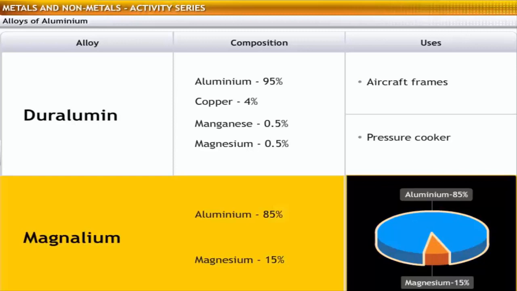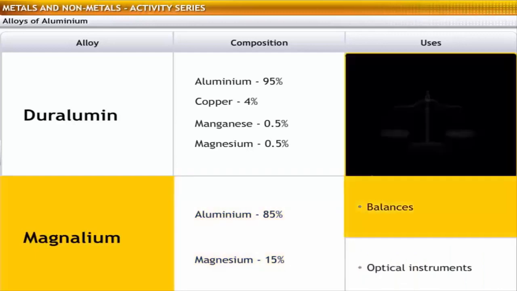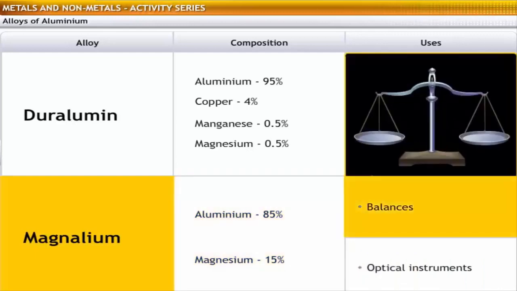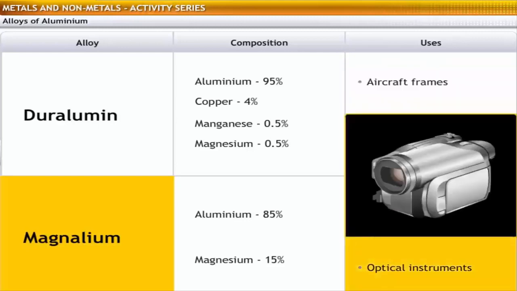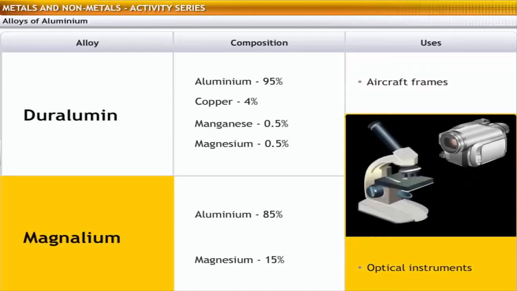Magnalium is composed of 85% of aluminium and 15% of magnesium. Magnalium is used in the making of balances because of its high structural strength and resistance to corrosion. It is also used in the making of optical instruments like cameras and microscopes due to its light weight and resistance to corrosion.